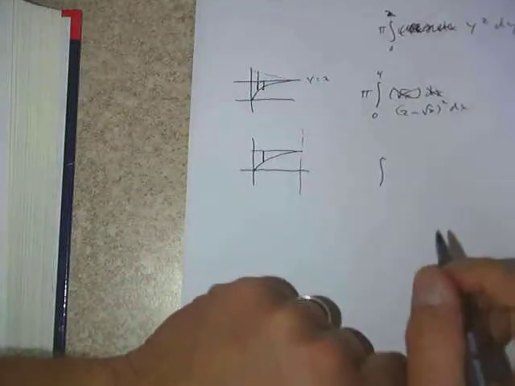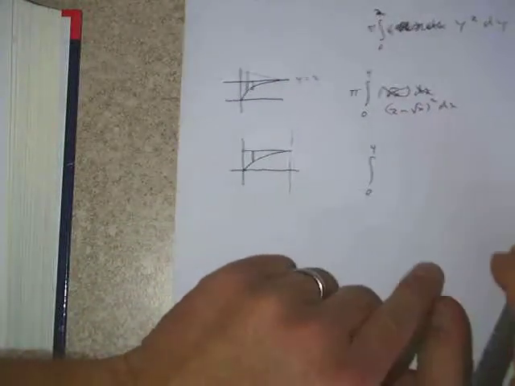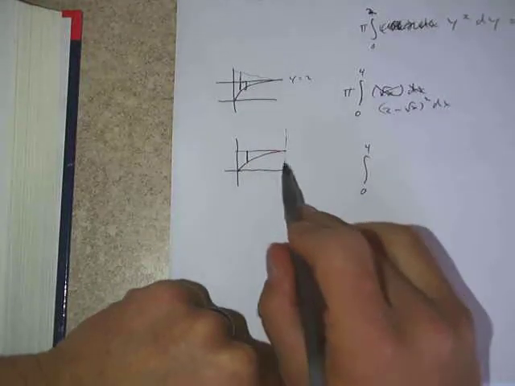And then ultimately, if we do x equals 4 line, so we're revolving around that line right there.